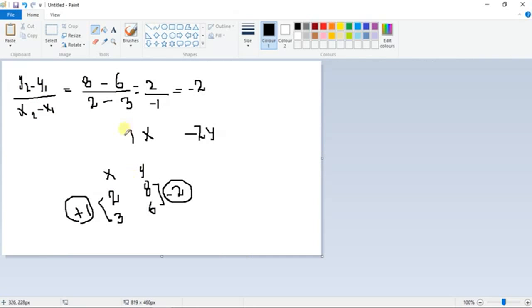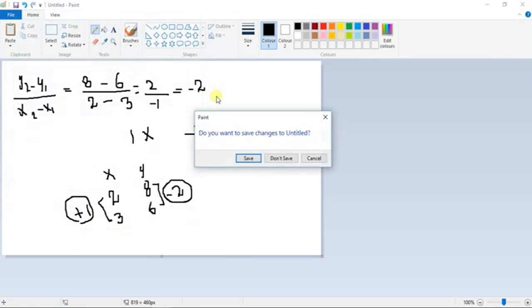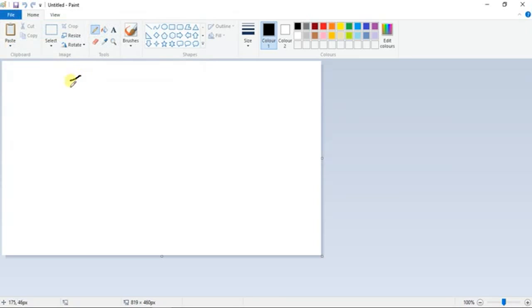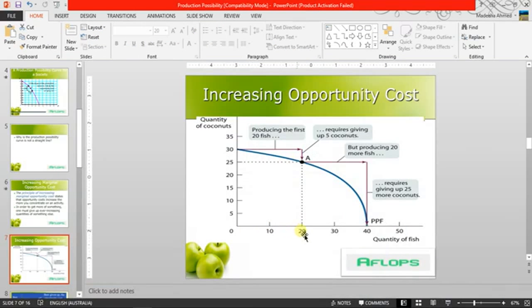If I draw a table for this situation, I can say that when I was producing 0 units of fish, I was producing 30 units of coconut. When I went on to produce 20 units of fish, I was required to forego 5 units of coconut, because my production of coconut came down to 25. When I moved on to further increase the production of fish by 20 units, the production of coconut was 0.